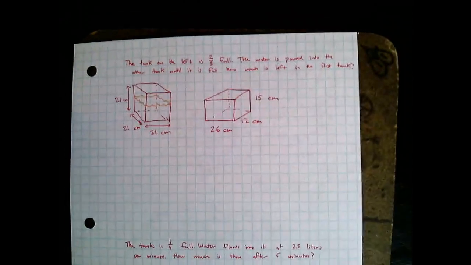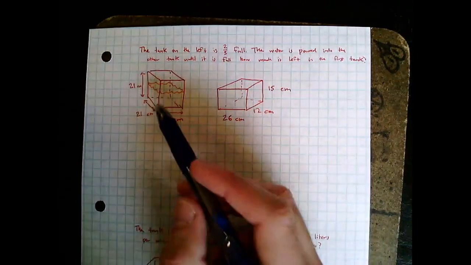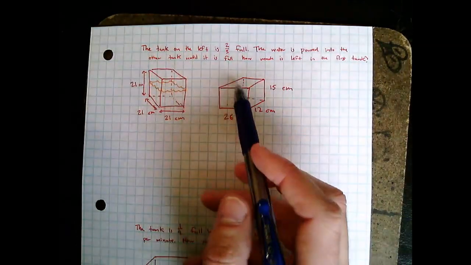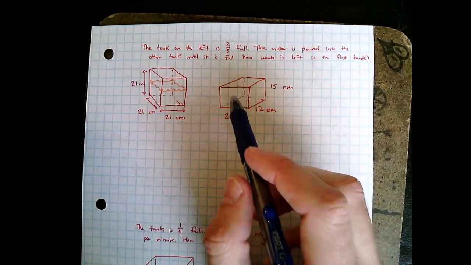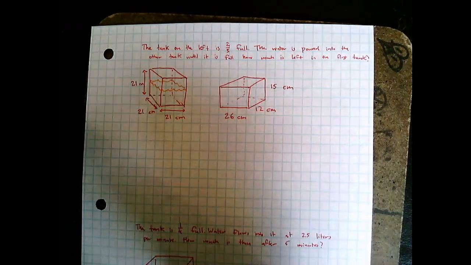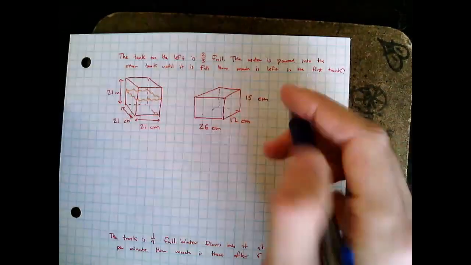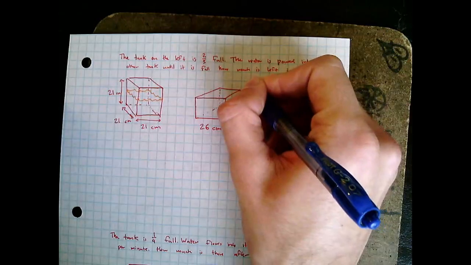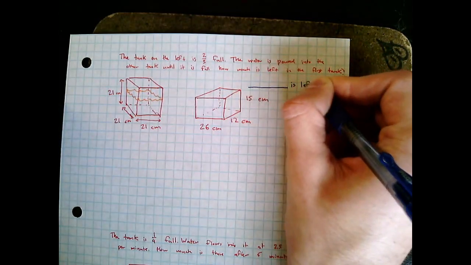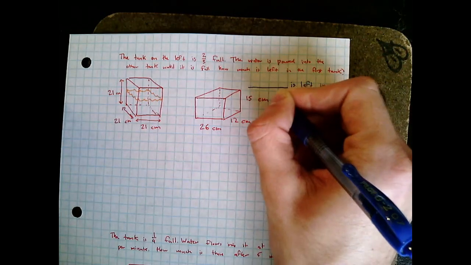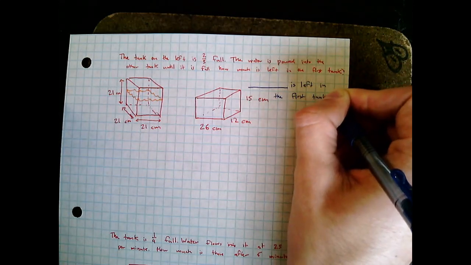All right. The tank on the left is 2/3 full. The water is poured into the other tank until it is full. How much is left in the first tank? Okay, it's going to be easy to forget what I'm trying to find here, so I'm just going to go ahead and write the sentence right now. Blank is left in the first tank.